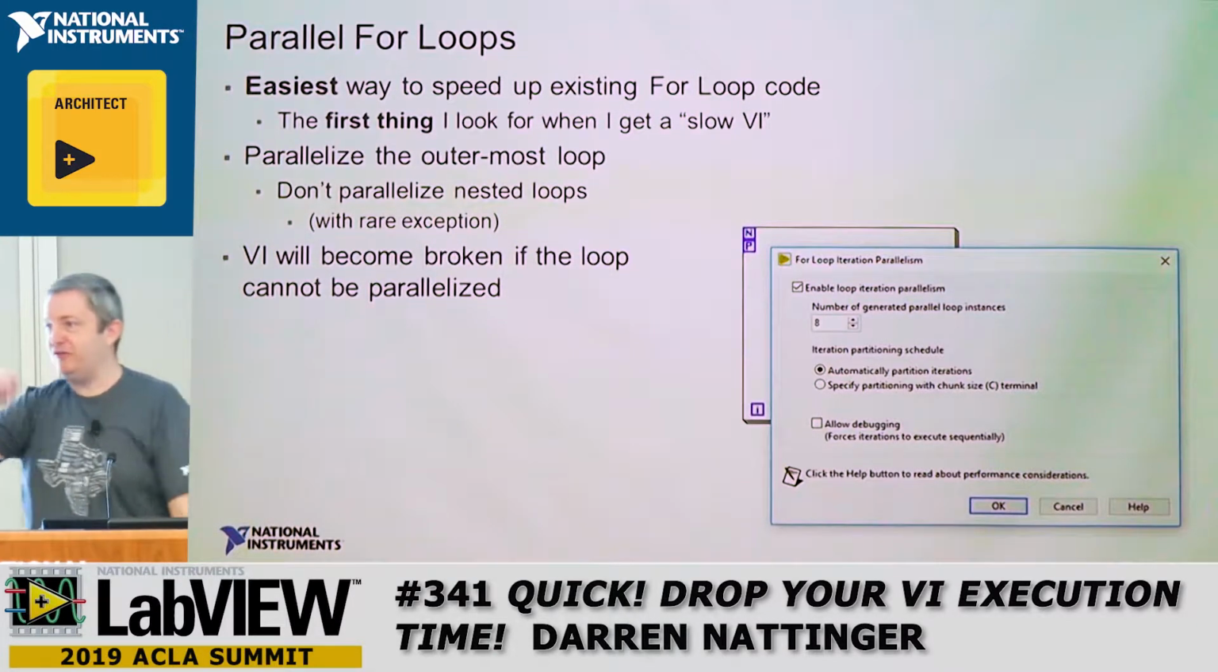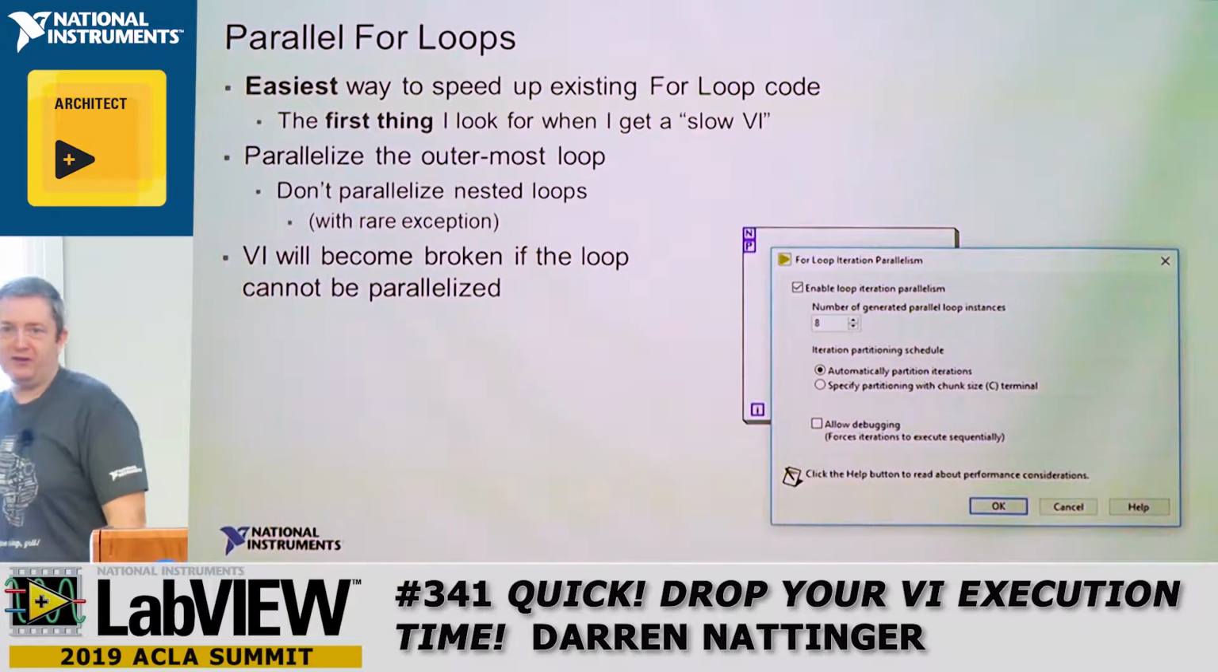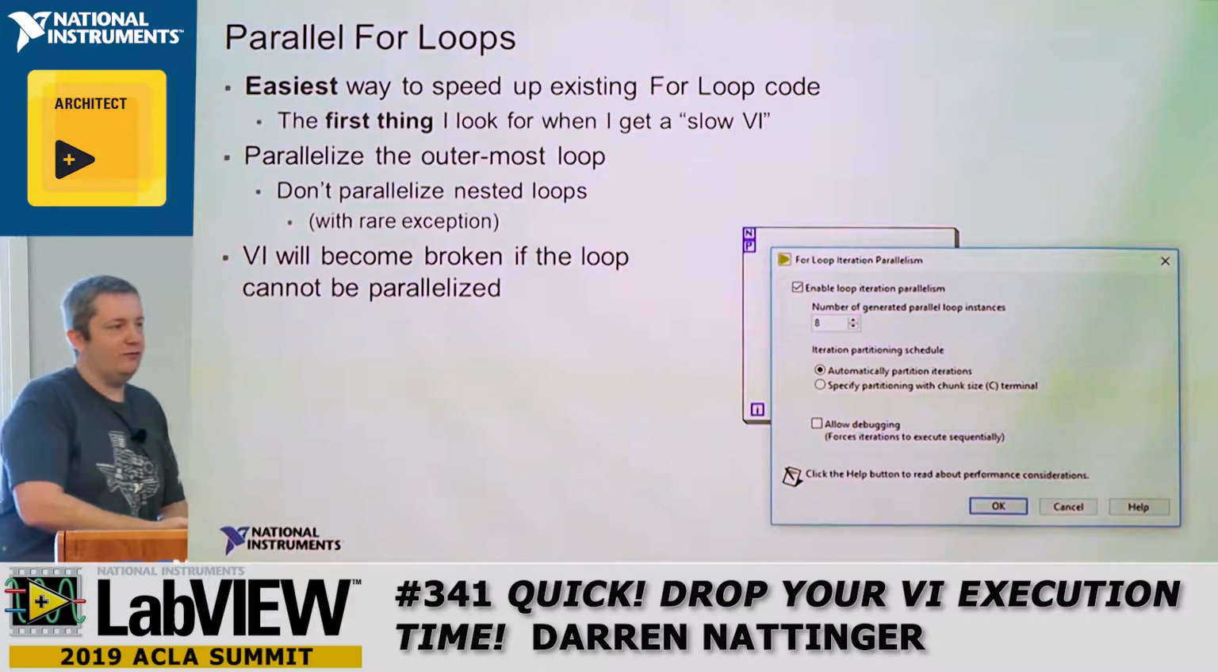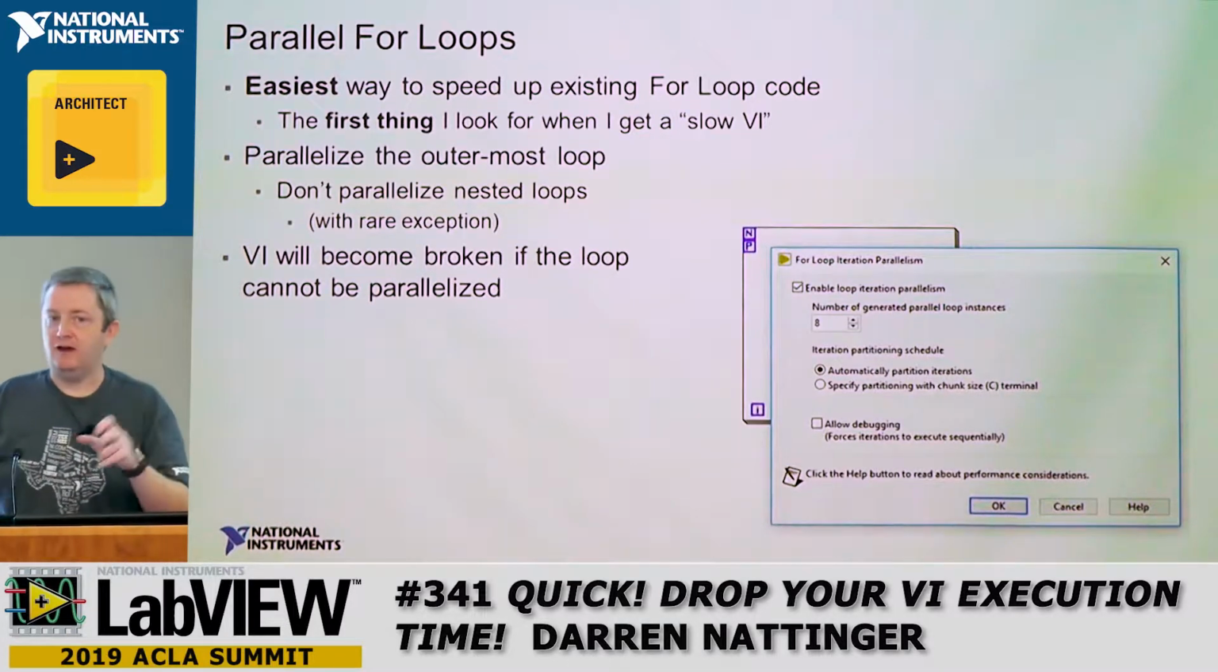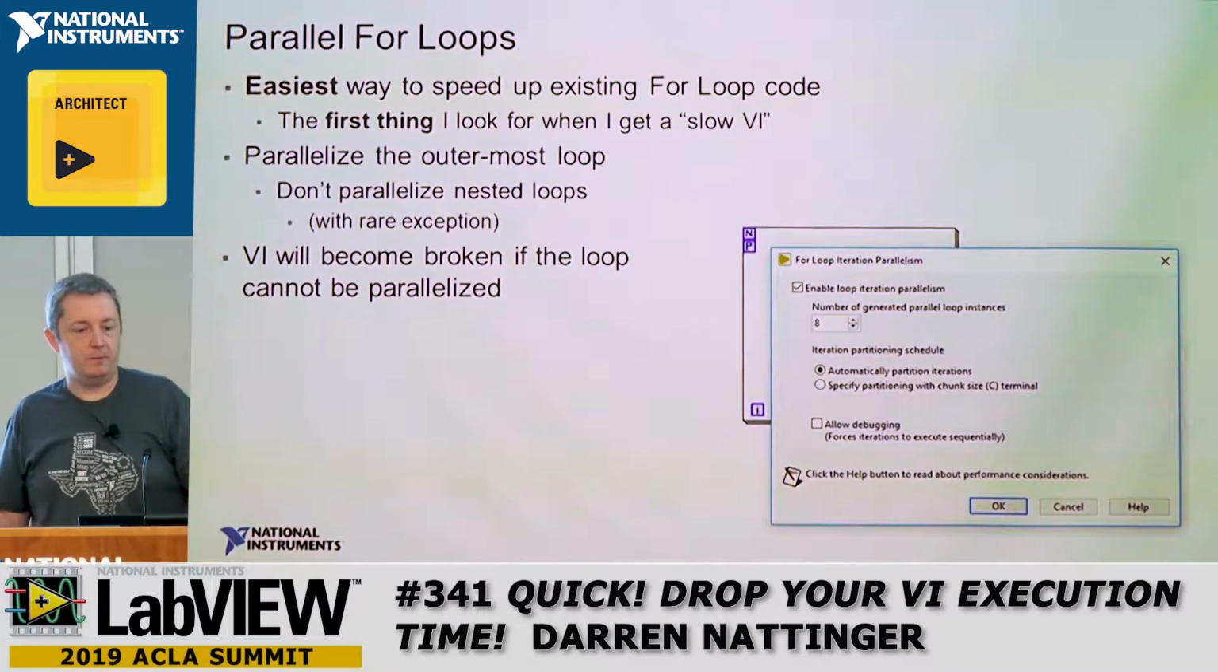All right, parallel for loops. Parallel for loops are the easiest way to speed up code if it has a block diagram that contains a for loop. It's the very first thing I look for when somebody gives me a slow VI. I look for for loops that I can parallelize.